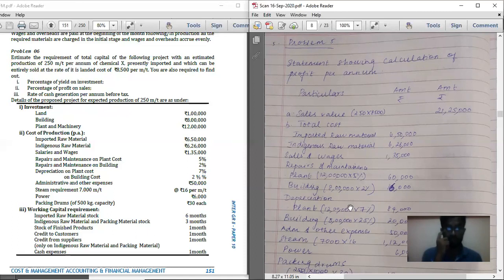Below that, building. What is the repairs and maintenance cost of building? 2%. So next to building, open a bracket. What is the building cost? 8 lakhs. So within bracket, 8 lakhs into 2%. Inner amount column 16,000.